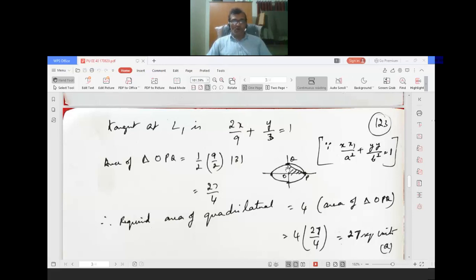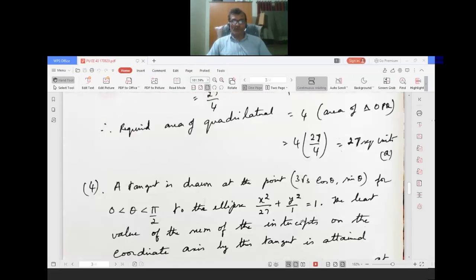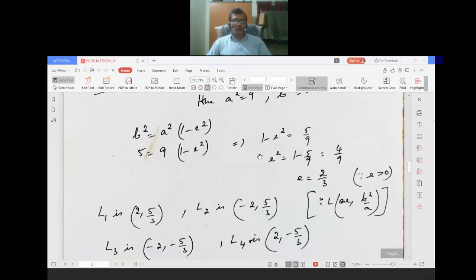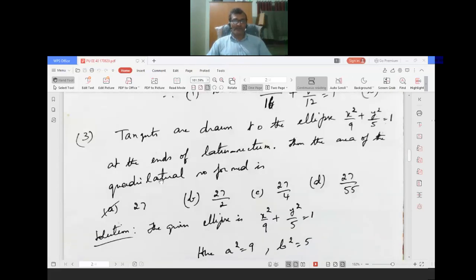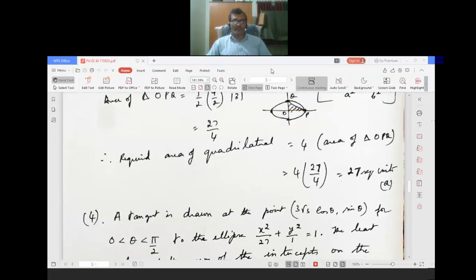Now the area of the quadrilateral thus formed will be 4 times the area of the triangle. If you take 4 times, we get the quadrilateral. So 4 into 27 by 4, so we get 27 square units. So that is nothing but option A, 27 square units. That is option A. Okay.